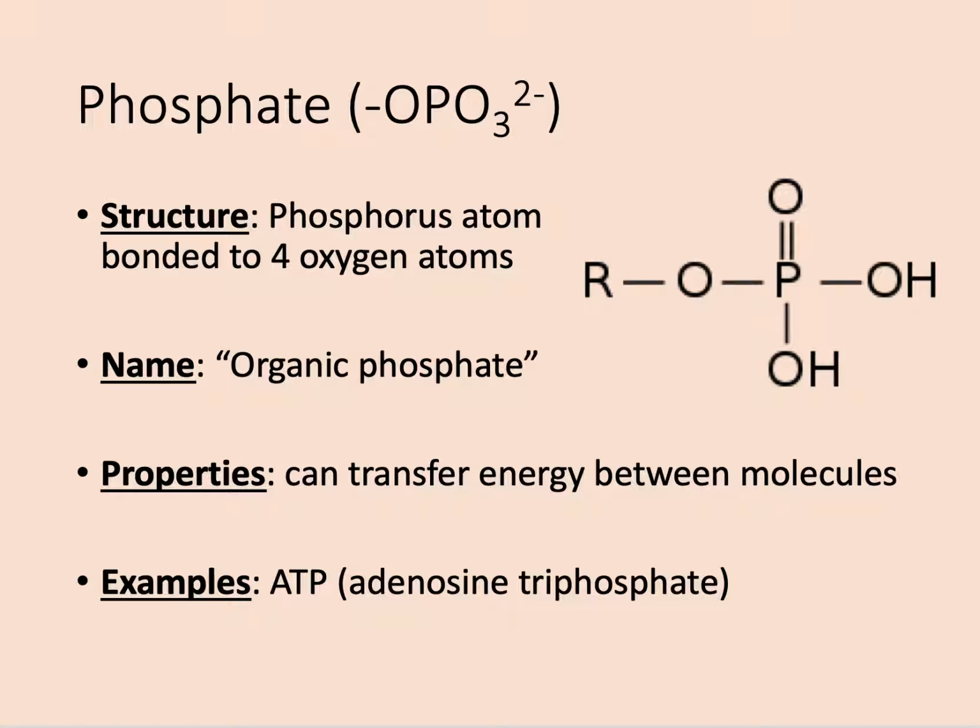And lastly, phosphate. I'd say out of all of these, amino and phosphate are the ones that you absolutely 100% positive need to know, the amino and phosphate. The other ones are important too, but I can guarantee you amino and phosphate are coming back over and over and over again. So, the name of this one looks a little weird, I know. But it's basically a phosphorus that has 4 oxygens around it. So, R is the carbon chain. It's bonded to an oxygen. And there's a phosphorus in the middle that connects to all those different oxygens. This is called organic phosphate.